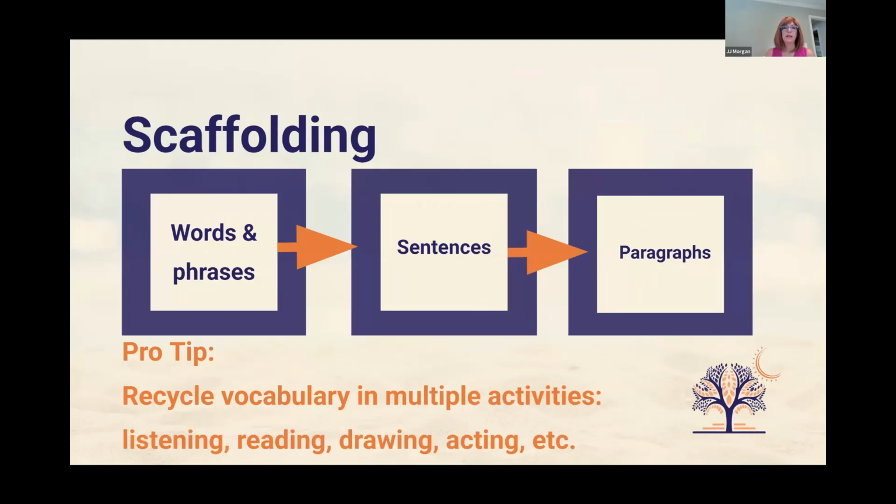With scaffolding, you're going to do it in ways that mimic natural language acquisition. So we start by just knowing words and phrases. Then we're able to produce sentences. They might be short, but they're whole sentences. And then we slowly move to paragraphs, right? So scaffold your vocabulary and your expectations in that way.